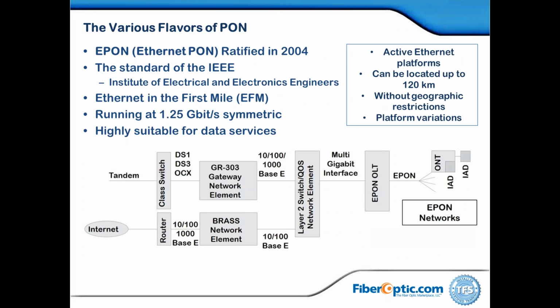Now, if you look at what I call here the various flavors of PON, and this depends since about 2004, what do we do? Active Ethernet platforms can carry the data signals, and of course the voice today, can be located up to 120 kilometers, not 20, without geographic restriction. Now, what am I talking about here?